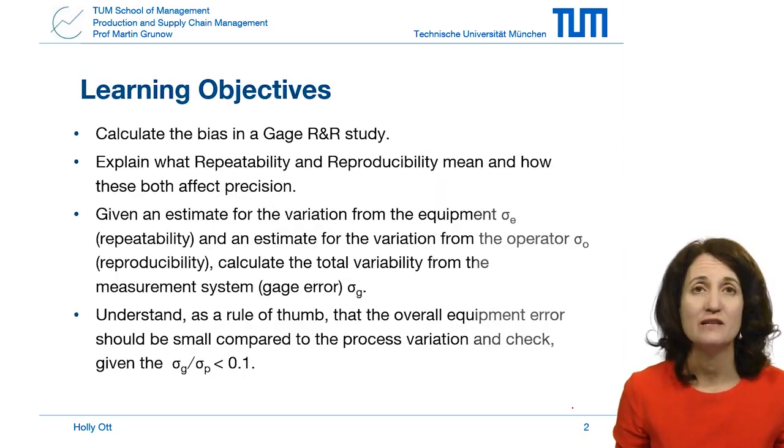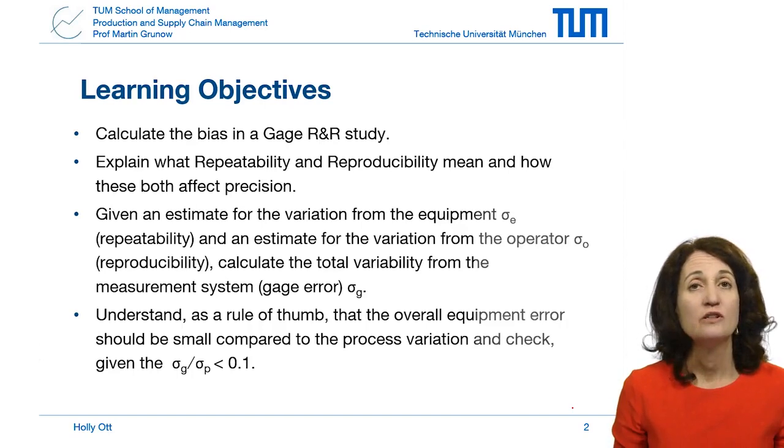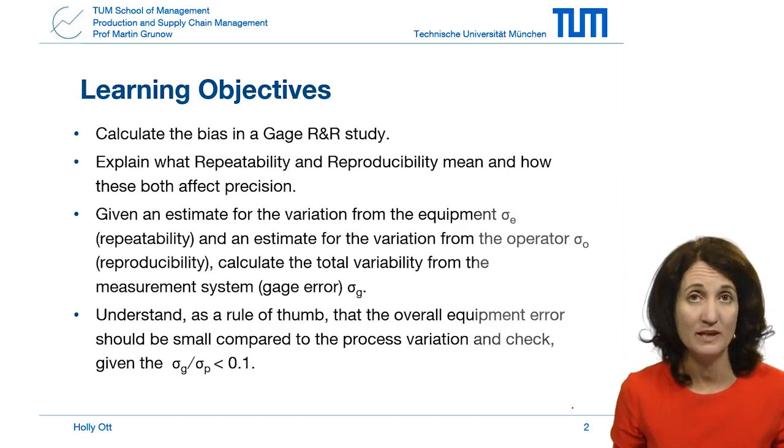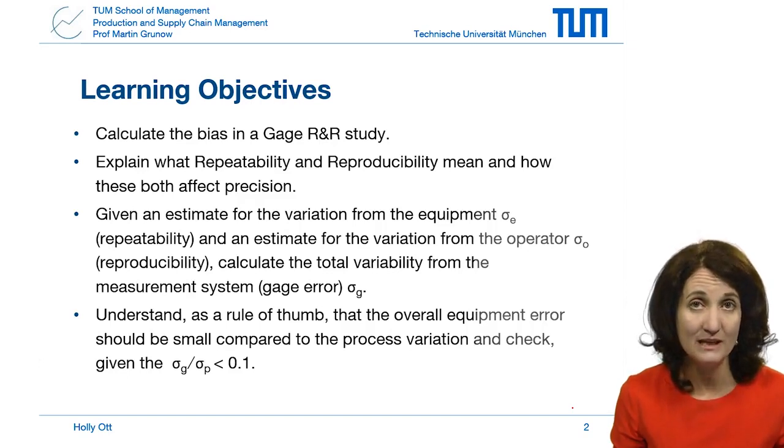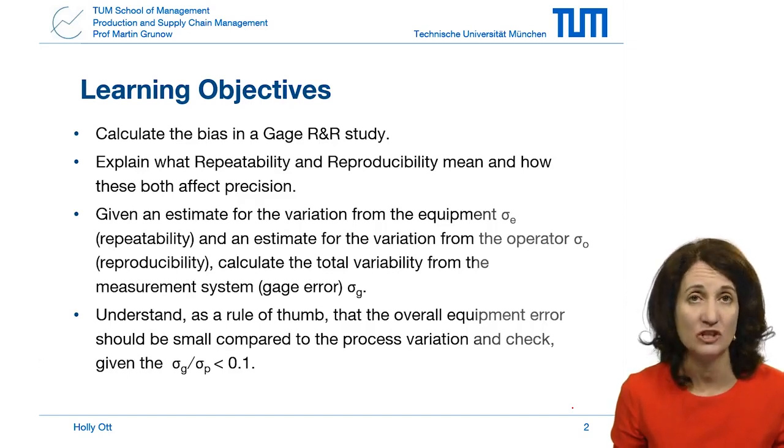The learning objectives are to be able to calculate the bias in a Gage R&R study. We also want to be able to explain what repeatability and reproducibility mean and how these both affect precision.